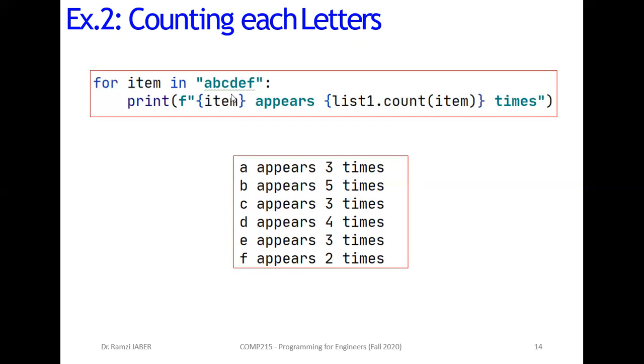Or we can do it in a static way. Here we use the static way. For item in A, B, C, D, E, F, we already define the item list A, B, C, D, E, F. Then for each item, count inside the list. How many A's we have, how many B's we have, how many C's we have. Okay? Any question here? Is it clear?